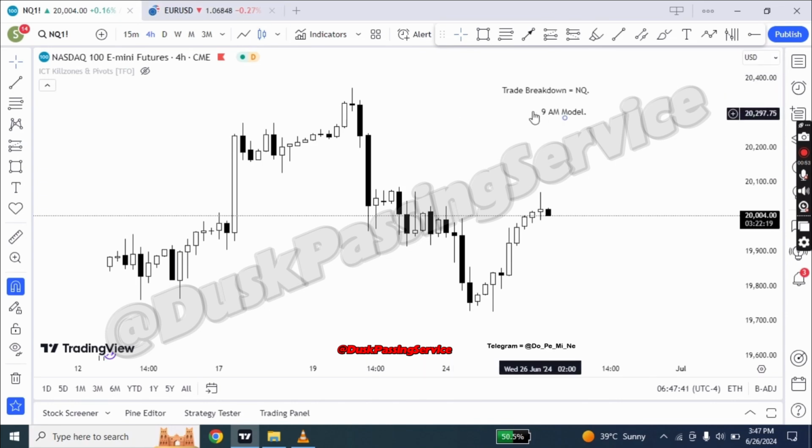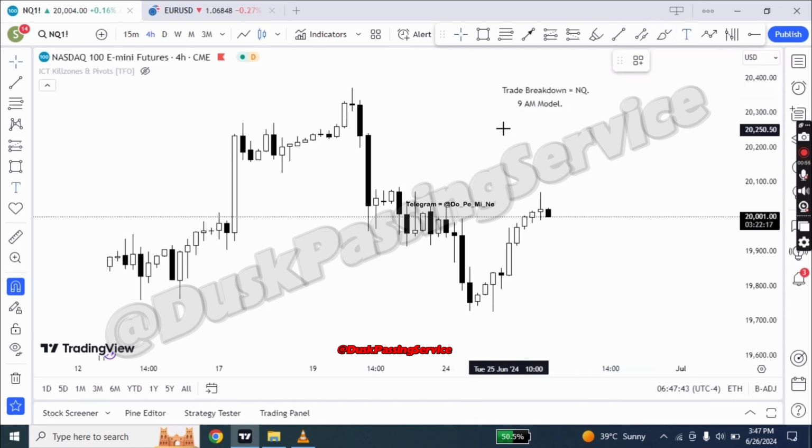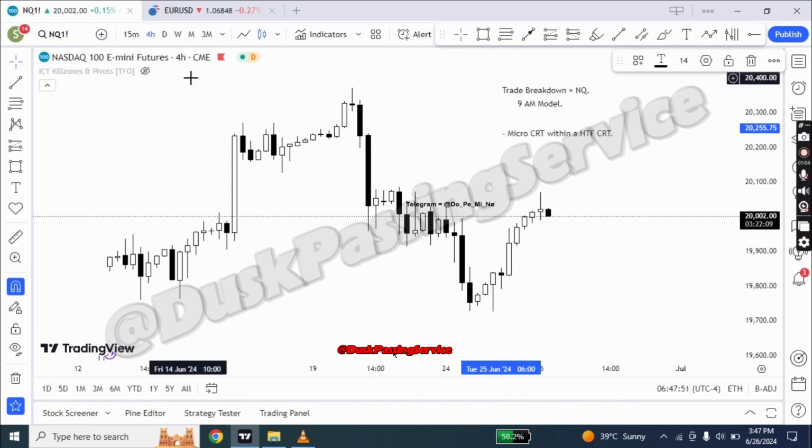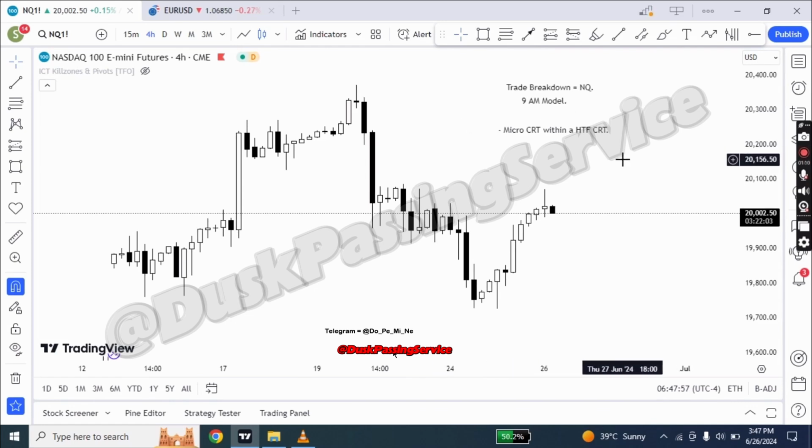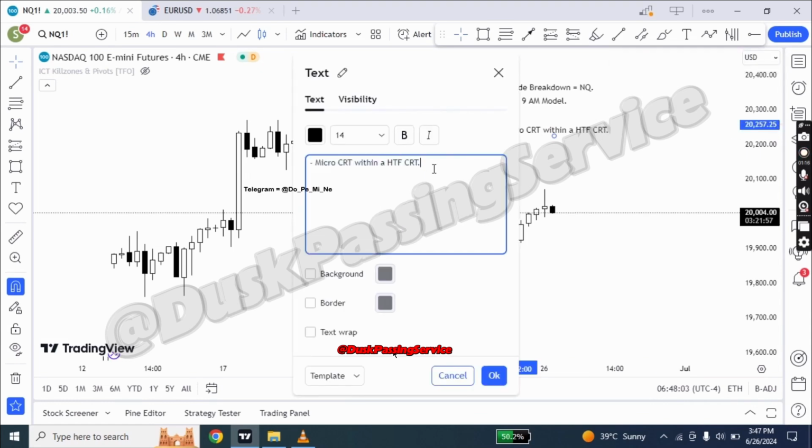Now the key things around this breakdown are a micro CRT within a macro CRT on the higher time frame, meaning there's going to be a smaller CRT within a larger CRT on a higher time frame, right? The way you could use it to your advantage is by aligning yourself on the micro CRT on the lower time frame towards the larger higher time frame CRT's draw on liquidity or target, right?